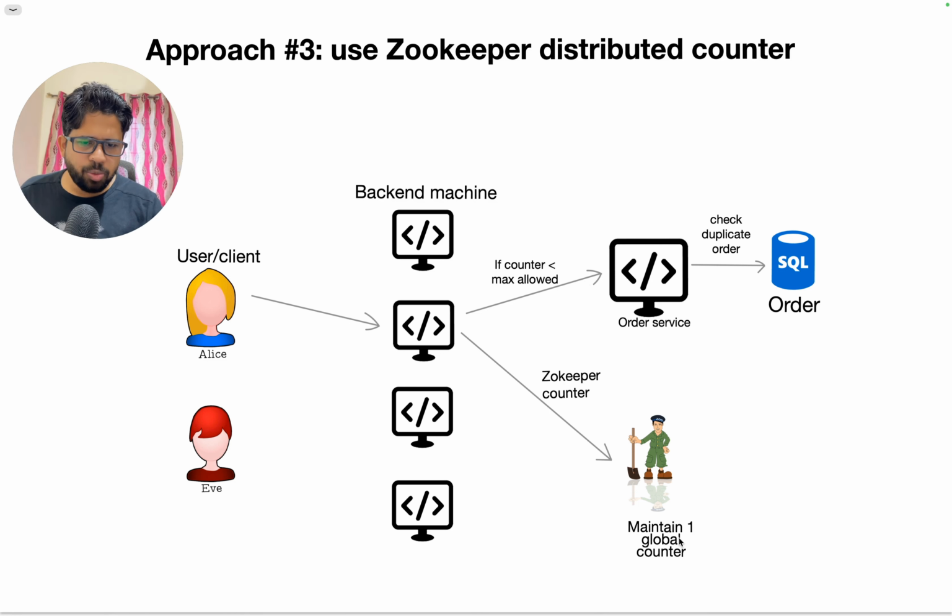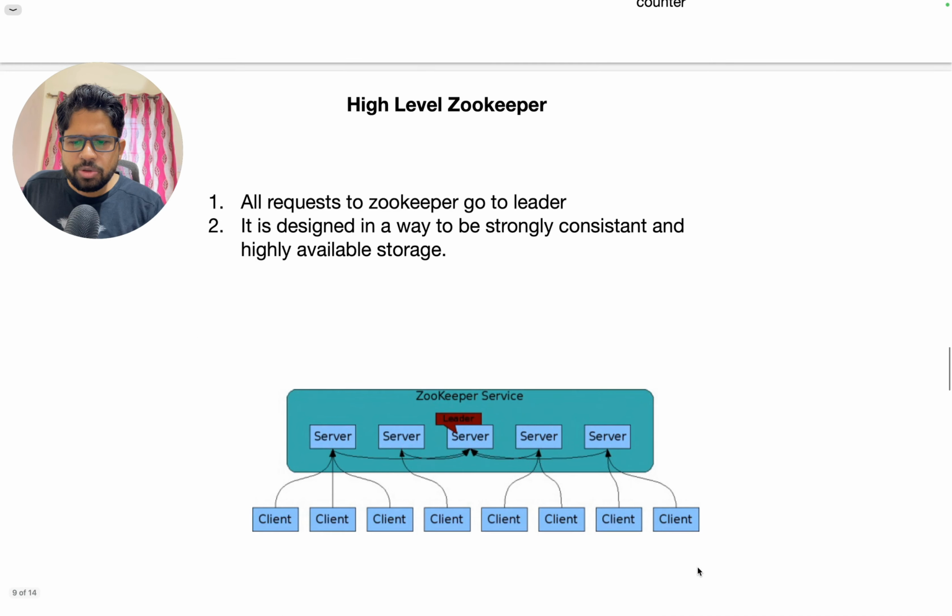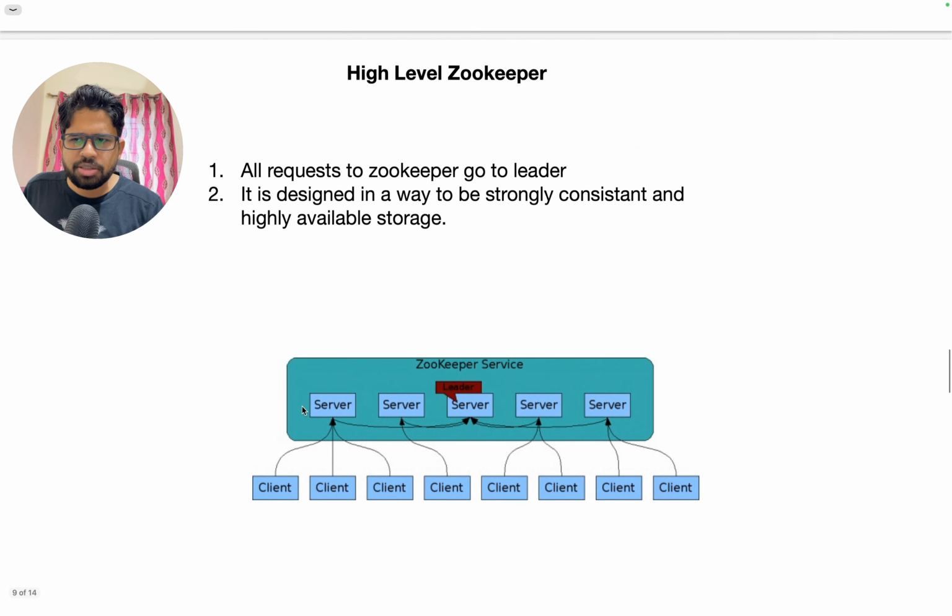And let's zoom in a bit into Zookeeper. How do you maintain the global counter? Because it all boils down to how you maintain the counter. If you maintain the counter, you should be able to handle the flash sale. So if I talk a bit about Zookeeper, this is how the architecture looks.